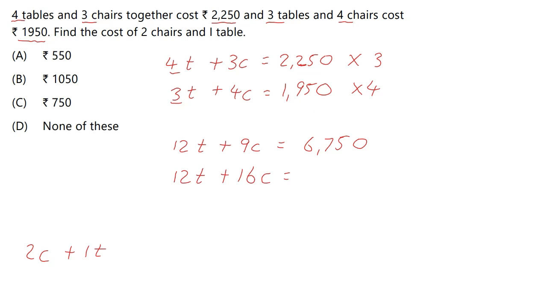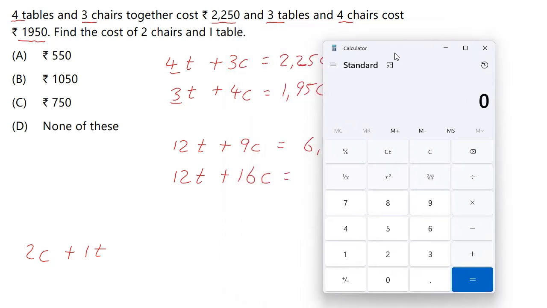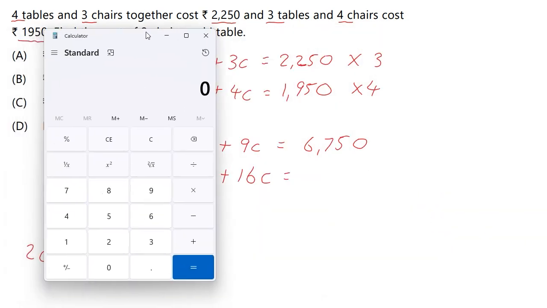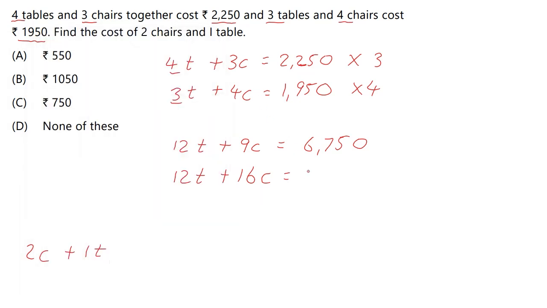I'm not going to risk it. I'm going to use a simple calculator because the CA Foundation allows for a simple calculator. So I'm going to take 1950 and multiply it by 4 and I get 7,800. I'm going to write down 7,800 over here. Now for the lower equation, for the sake of convenience, I'm going to multiply the whole equation by -1. So this becomes minus 12t, minus 16c, minus 7,800.